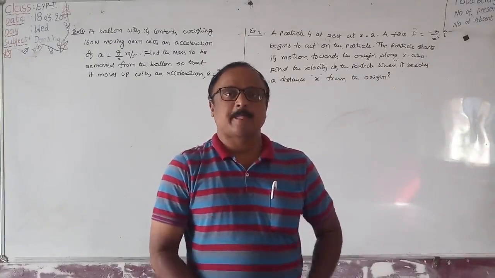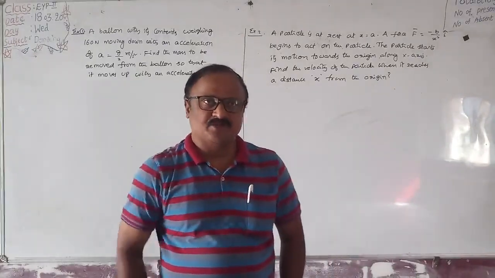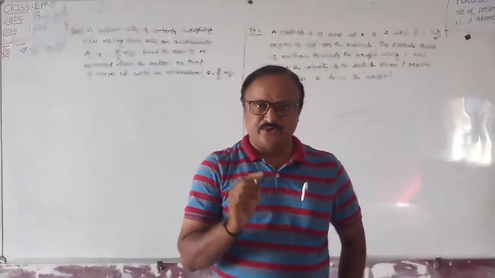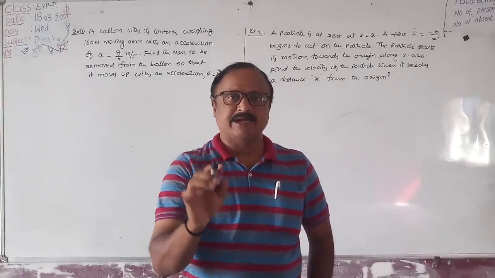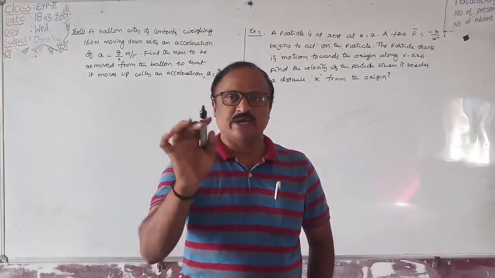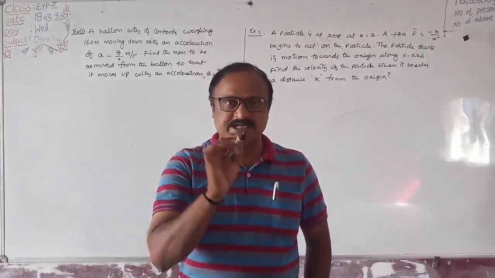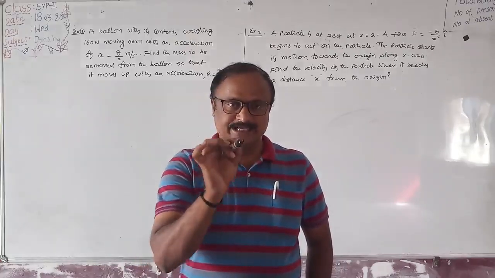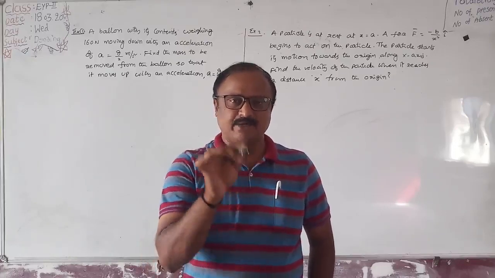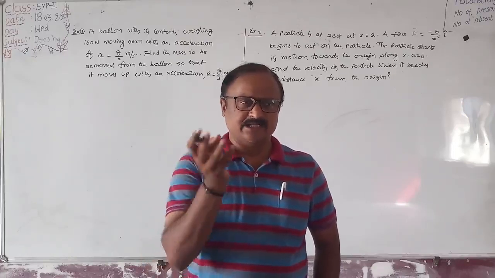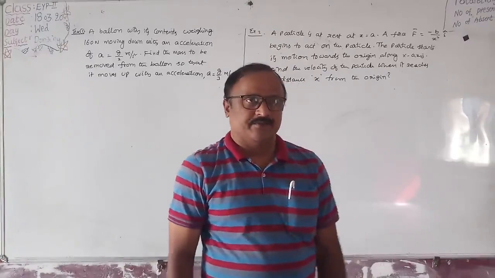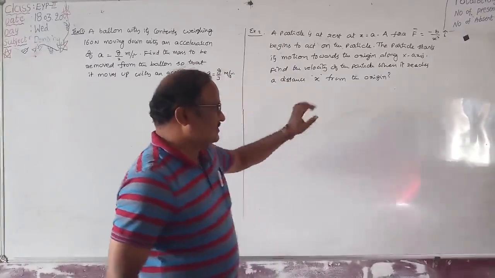In this class, I will explain some problems based on Newton's second law. You know very well, according to Newton's second law, rate of change in momentum is directly proportional to the external force acting on the particle. F is proportional to dp by dt, or F is equal to dp by dt, where p is replaced by mv. That is equal to m into dv by dt plus v into dm by dt. Already this concept has been discussed in previous videos, right? Here there are some problems regarding the same concept.